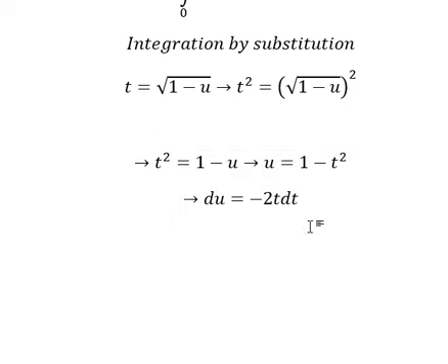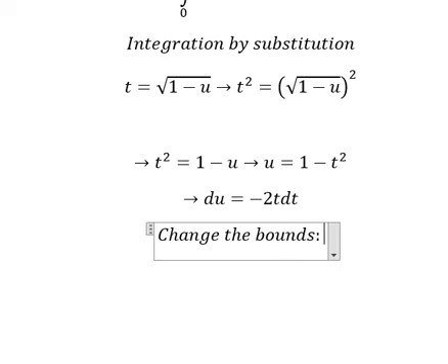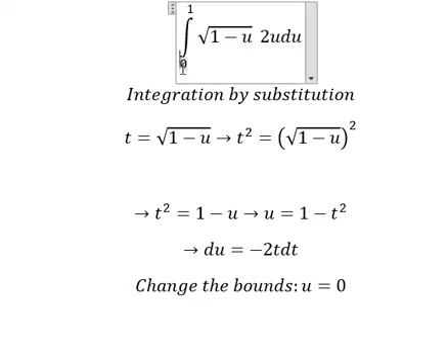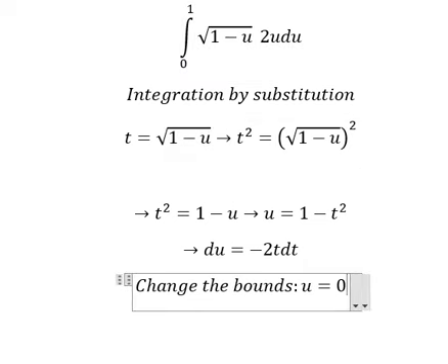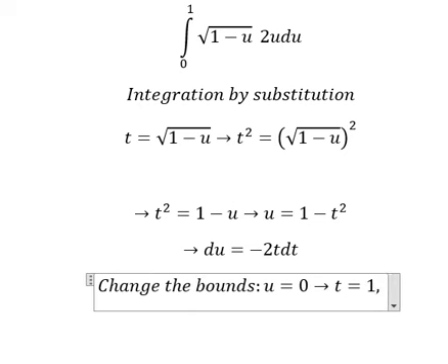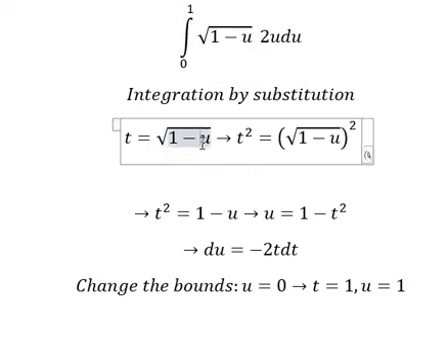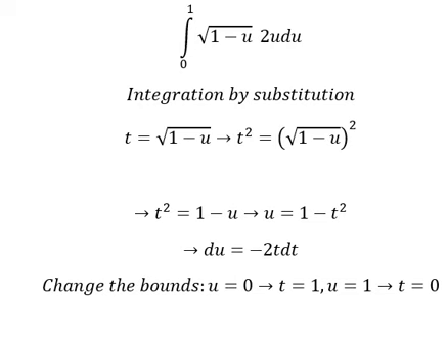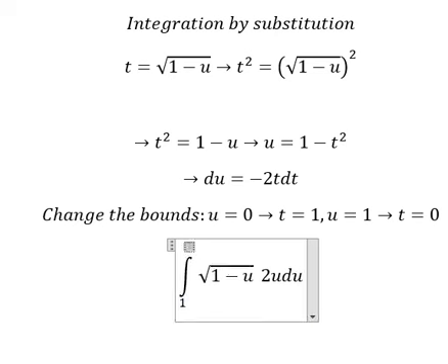Now we need to change the bounds. When u equals 0, that is from here. So we put 0 in here, so we have t equals 1. When u equals 1, we put 1 in here, and we have t equals 0. So 0 we change for 1, and 1 we change for 0.